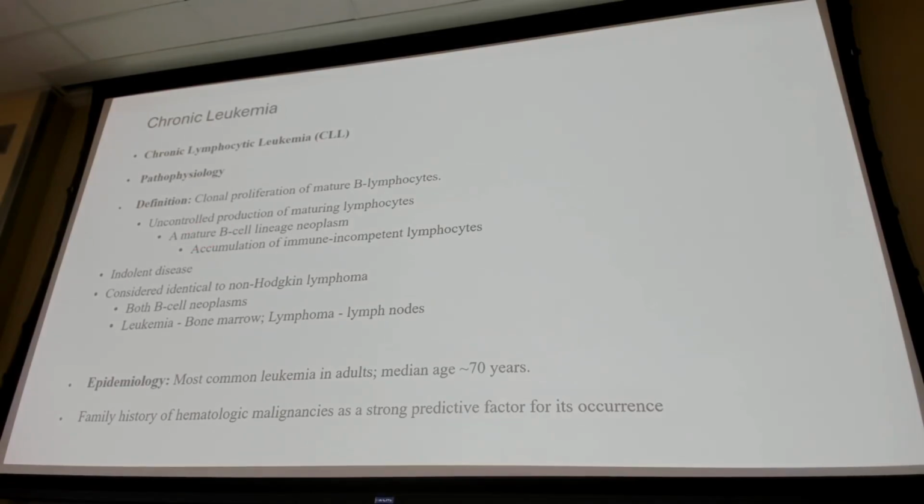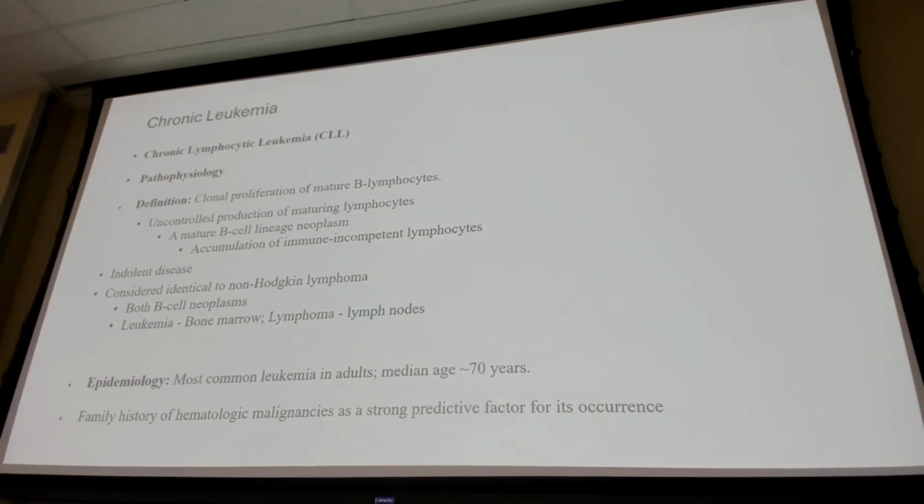Definition: clonal proliferation of mature B cells, B lymphocytes. Right. Uncontrolled production, yes, it's cancer. Got it. Indolent disease, slow growing. And we'll talk about Hodgkin's and non-Hodgkin's lymphomas because there's really a progression, the lymphomas, of this condition here, of chronic lymphocytic leukemia.